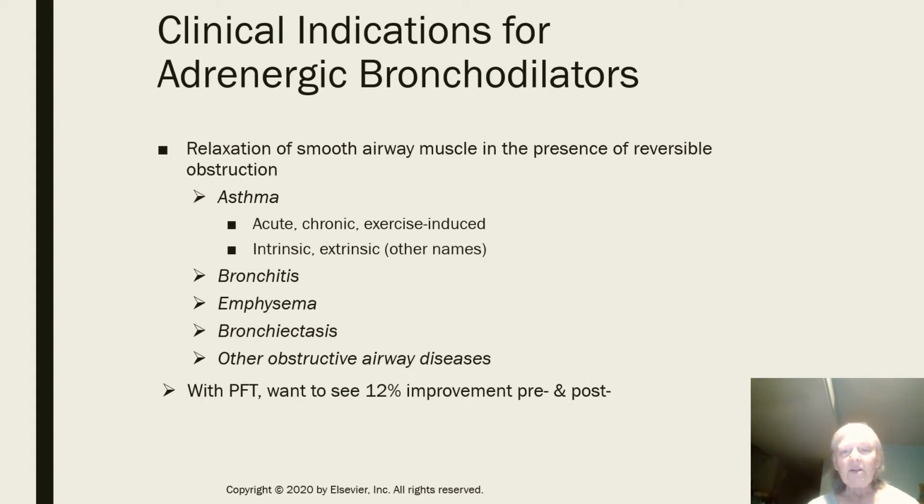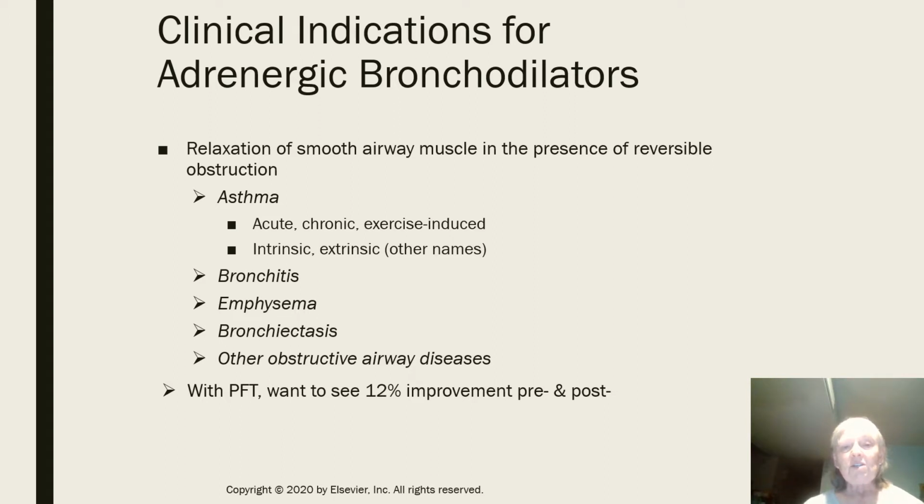So some of the clinical indications for these: relaxation of smooth muscle airway in the presence of reversible obstruction. This is asthma, okay? Asthma can either be chronic, or it can be exercise induced, or it can be acute. Acute is it comes, it goes. Chronic is it's going to stay around for a long period of time. Exercise induced, we see this a lot of times with our kids when they're out there playing baseball and different things along that line, and they'll have problems with it.